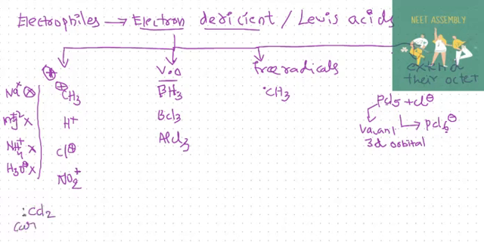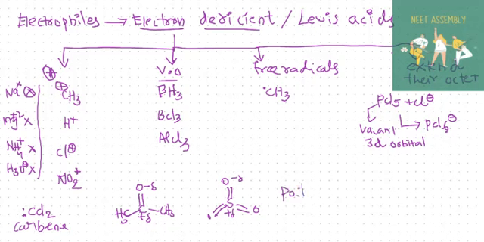In acetone, this carbon is positive and this oxygen is negative, so this also can act as an electrophile. The carbon is an electrophilic site. Next, in SO3, sulfur is an electrophilic site. POCl3 can also act as an electrophile. So electrophiles are electron deficient, by positive charge, or by having a vacant orbital, or by free radicals, or by extending their octet.